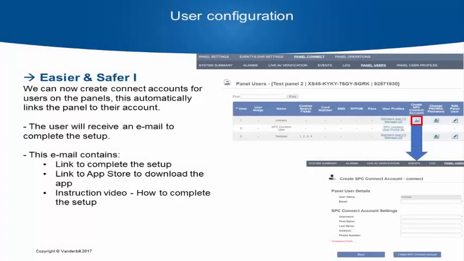The first is that we are now allowing for SPCconnect accounts to be created from the company account. So if a customer requires an SPCconnect account for remote access, by obtaining their postcode and phone number, these must be matched and be consistent. The user can be given a Connect account directly from here. Once we complete this process, the user will receive an email saying that the account has been created, and they will be prompted to enter their information. On completion, the panel is automatically added to their account.